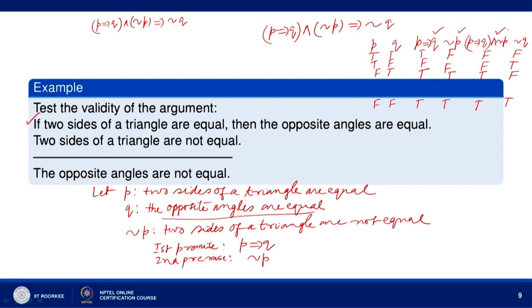Then P implies Q and not P implies not Q. So, we have to consider this column and this column. So, F F gives T, F F gives T, F T gives T, then T F gives F, T F gives F, T T gives T. So, we can see here that all the entries in this column are not T. There is one entry which is F. Therefore, this argument is not valid, because this argument will be valid only when P implies Q and not P implies not Q is a tautology. So, the argument is not valid.